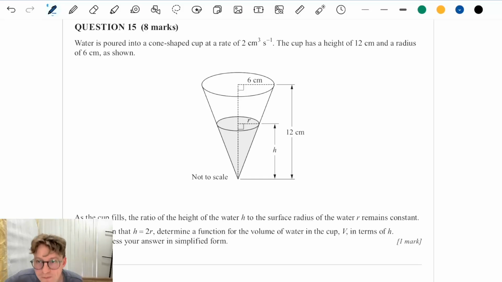Okay, so what I mean by that is water's poured into a cone-shaped cup at a rate of 2 centimeters cubed per second.